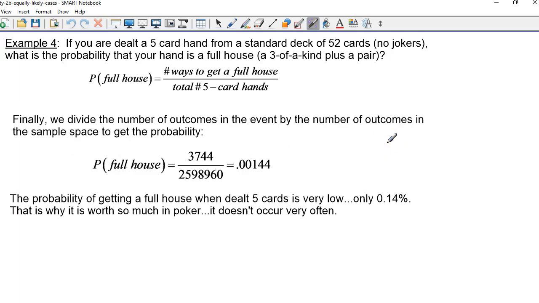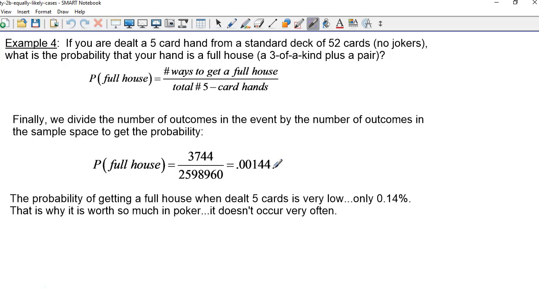So finally, we can build our probability fraction, right? On the bottom, we found that there were 2,598,960 different 5-card hands, and then we were able to count that there are 3,744 full house hands. So 3,744 out of the 2 million gives a probability of 0.00144. So the probability of getting a full house dealt to you when you have 5 cards is extremely low. It's only 0.14%. That's why a full house is worth so much in the game of poker, because it doesn't occur naturally very often.